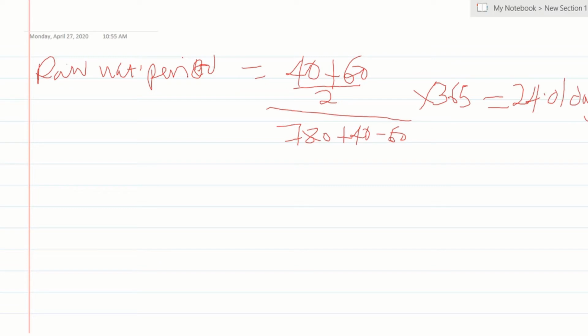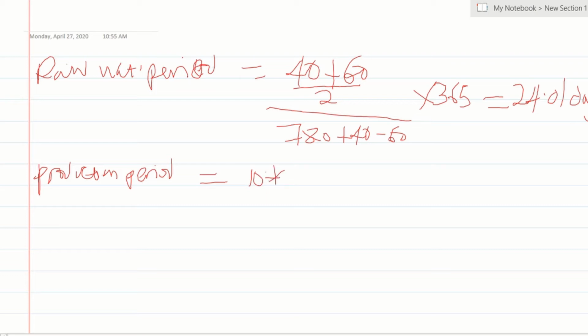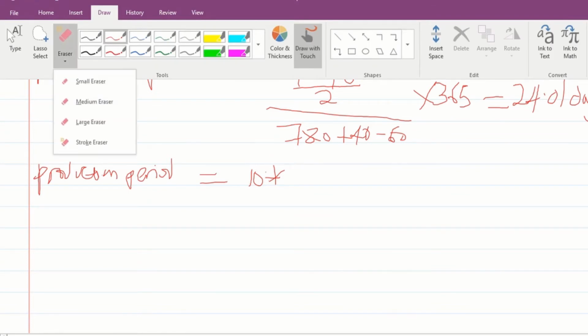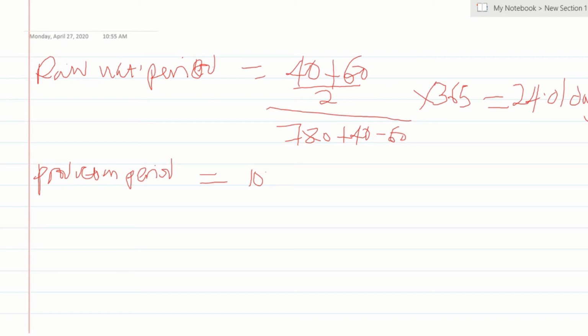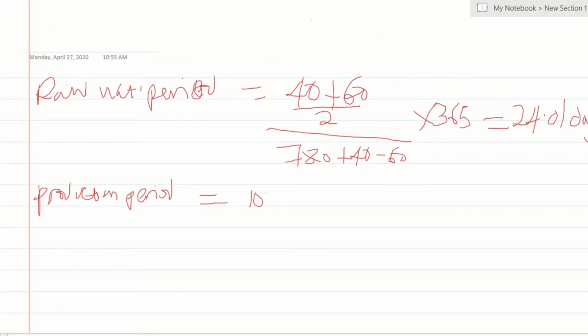The next one, and now I move fast, is the production period. This one equals 10, not multiplied by, sorry, plus 18 divided by 2. All of it divided by, make sure you follow your BODMAS well.